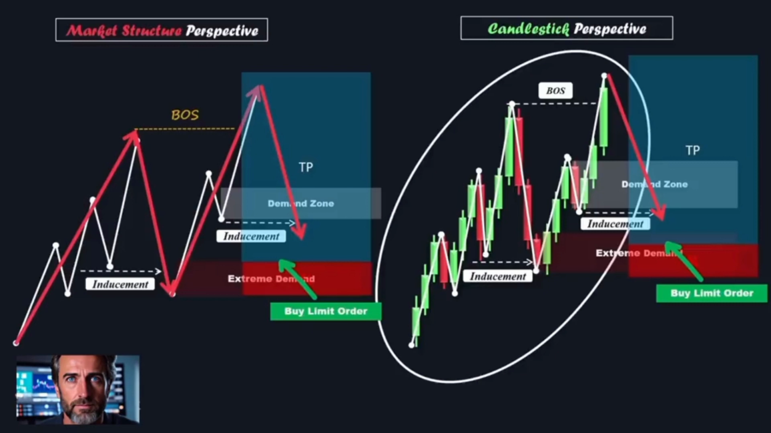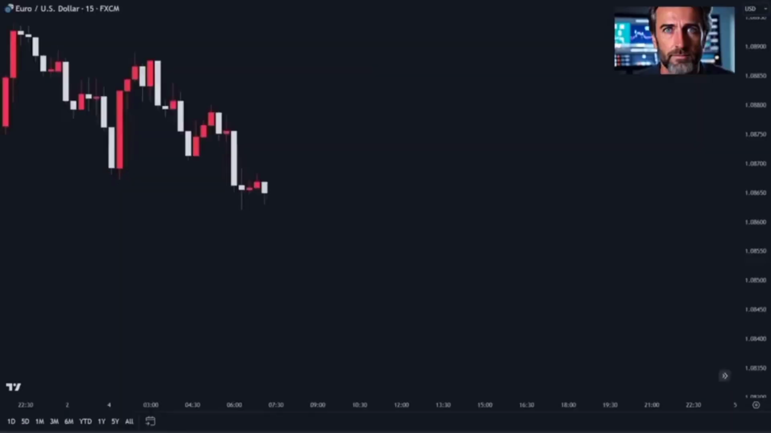But before we continue, it's important to note a crucial step in your trading journey: backtesting your strategies. Before applying any strategy to your real account, it's recommended that you backtest it at least 100 times. To help you with this critical step, here, we are looking at the Euro-Dollar 15-minute time frame.